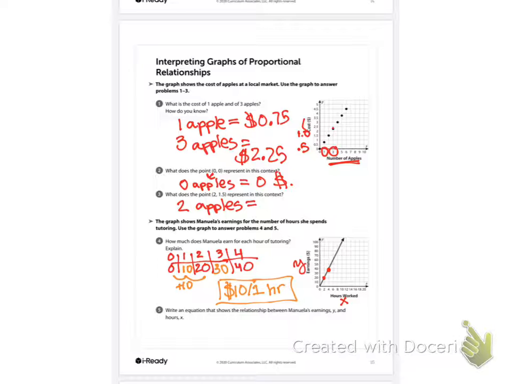And then we want to write an equation. We found the constant of proportionality, 10. That's our y, how much she's earned, the money she's earned. That's going to be equal to how much she gets paid per hour. So hours is x. You fill in the blank for that proportional relationship equation.